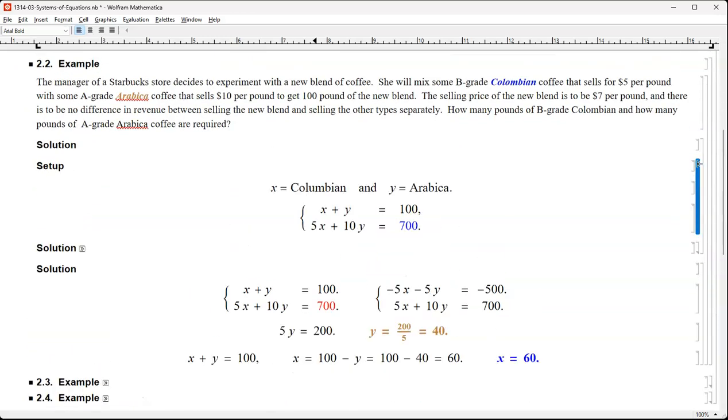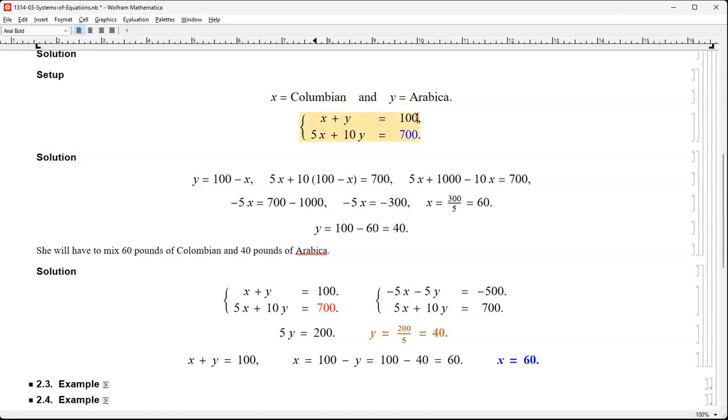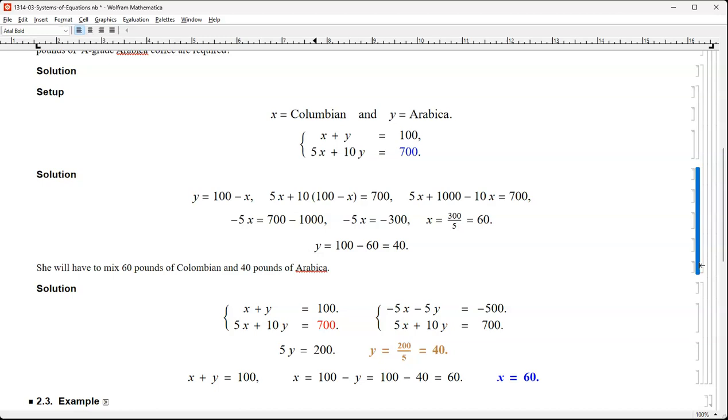Here's the setup, the same. And then here's a solution through substitution. So solve for y from the first equation and substitute it in, and then break up the parentheses, and so for x we get 60. So that's Colombian. And then 100 minus 60, that's Arabica. So exactly the same answer. And as for the solution methods are concerned, well, I'll say it's a push.